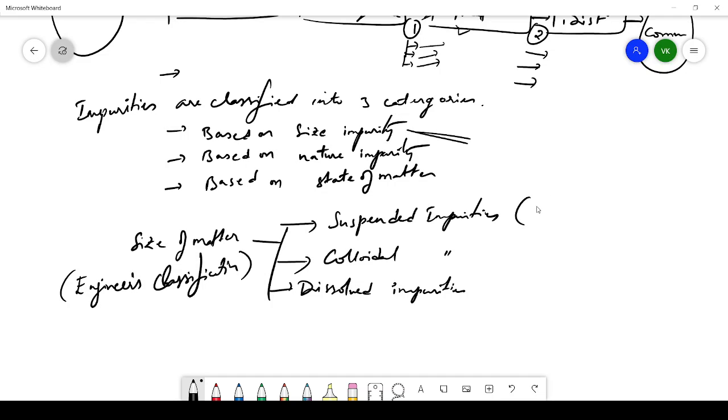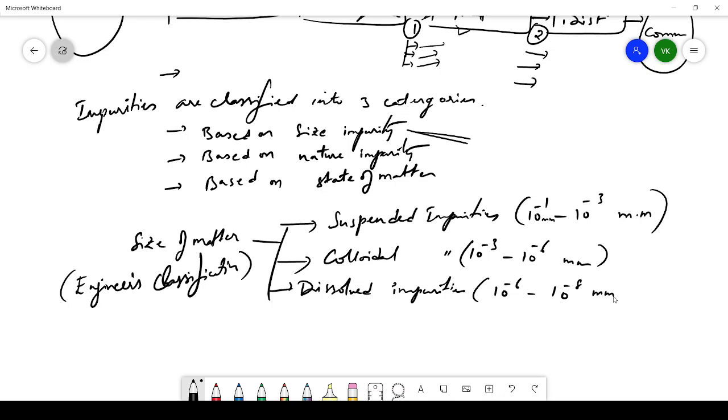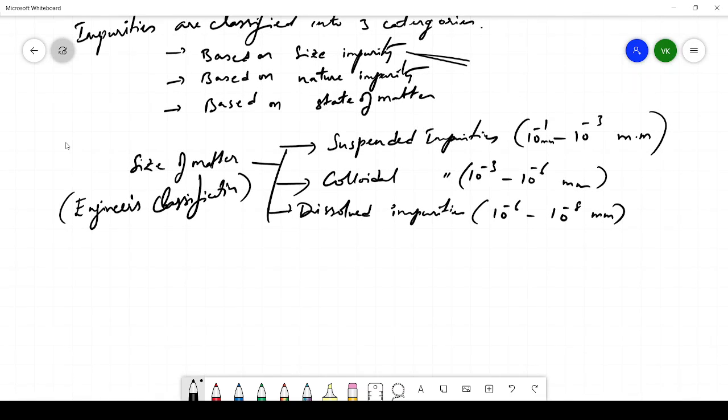Suppose the size of the impurity that is present in the water ranges between 10 power minus 1 mm to 10 power minus 3 mm, they are called suspended impurities. If the size ranges from 10 power minus 3 to 10 power minus 6, it is colloidal. And if it is between 10 power minus 6 to 10 power minus 8, it is called dissolved impurity, right? Let's see the second classification, based on nature of impurities.